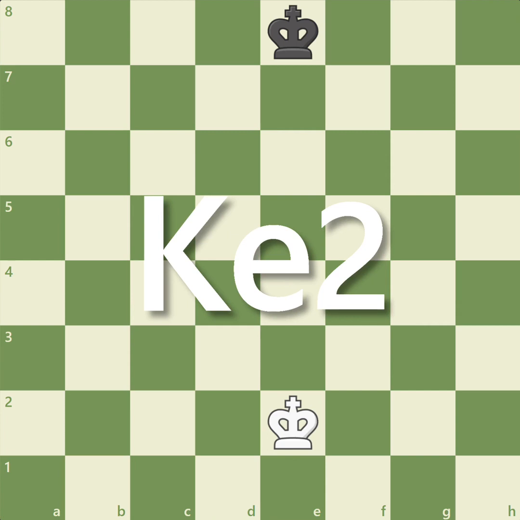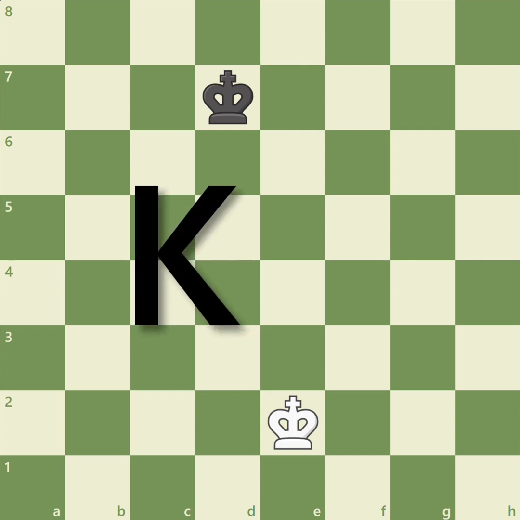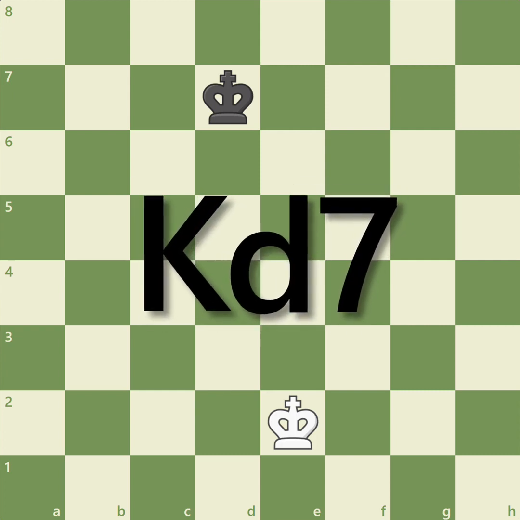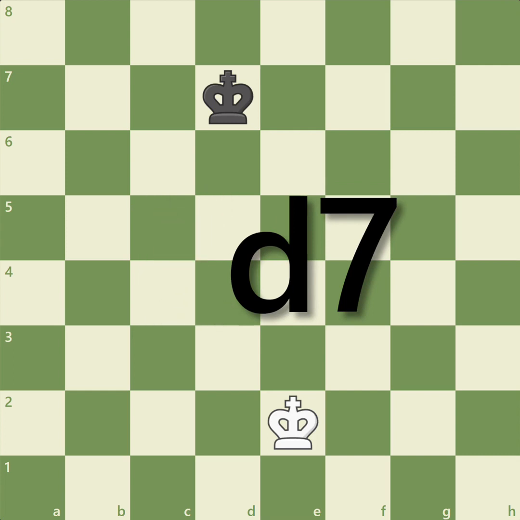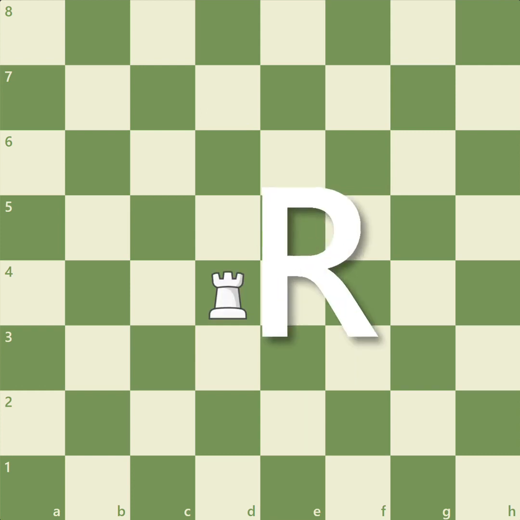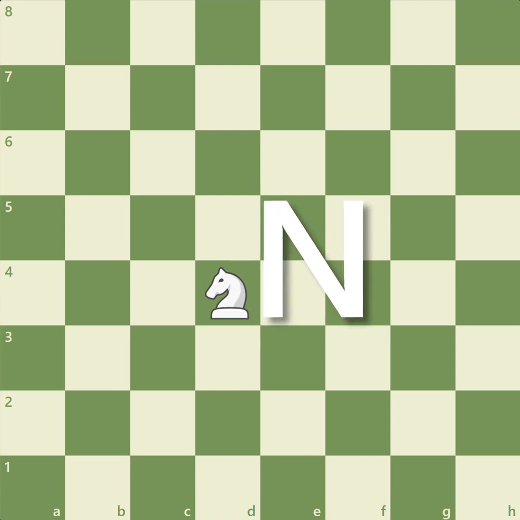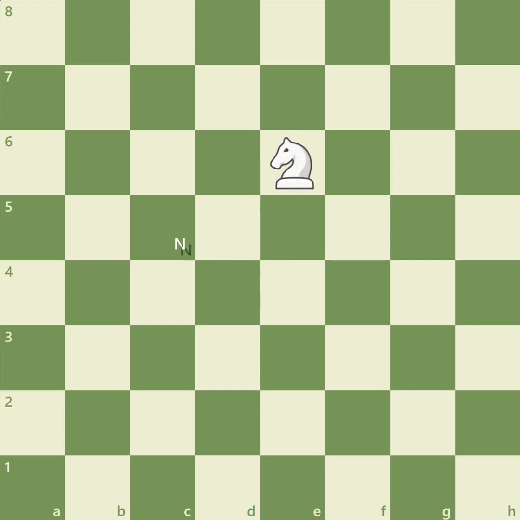Let's say black wants to play King to D7. In this case, it's the same idea. Capital K, lowercase D7. So piece, then square. K, D7. We will use the same idea for all the other pieces. The rook is a capital R, the queen, a capital Q, the bishop, a capital B. The knight, however, is a little bit different. Since the capital K is already used for the king, we use a capital N for the knight. For example, N E6.